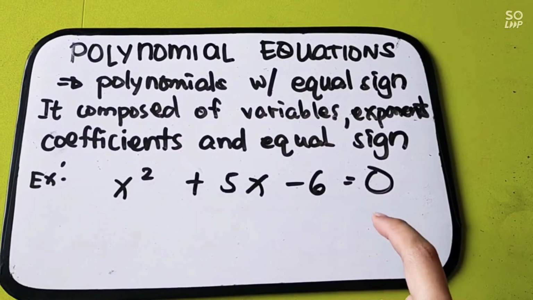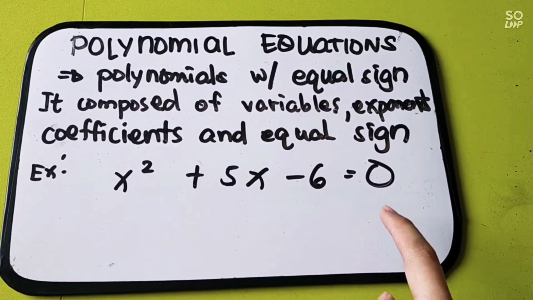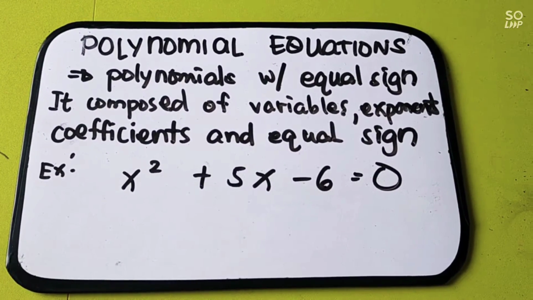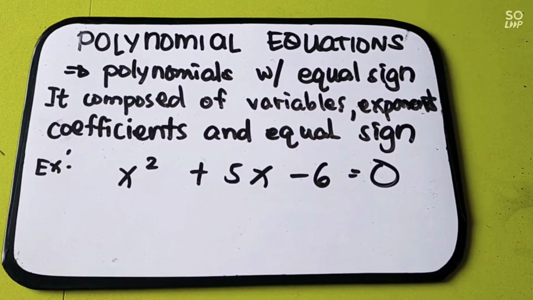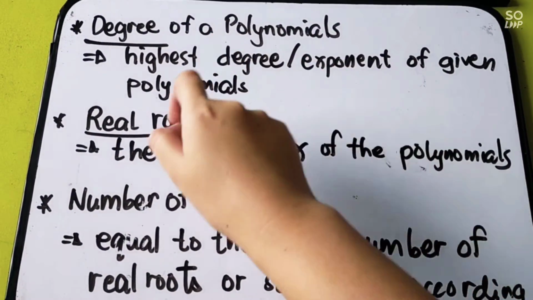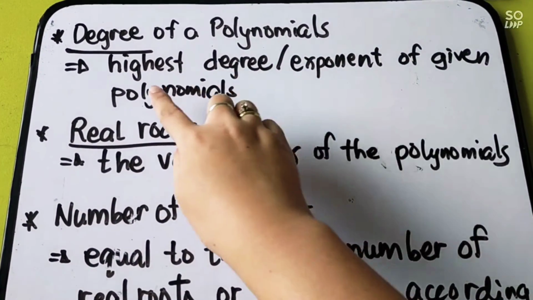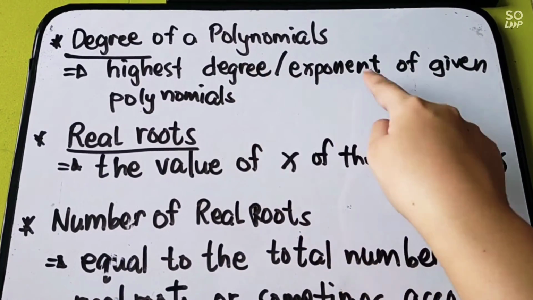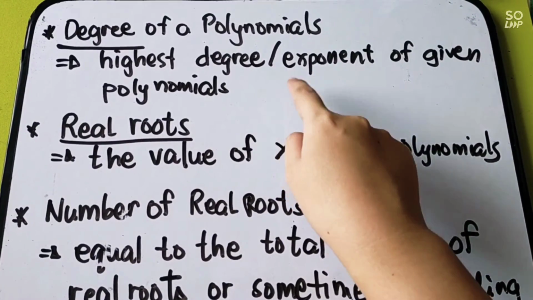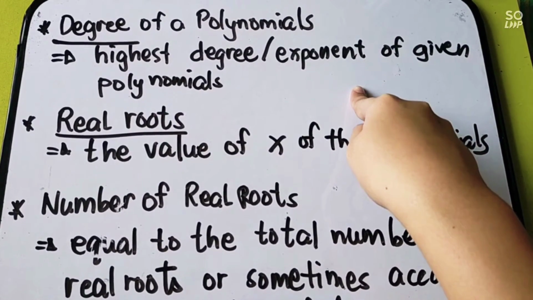Alright? So, in polynomial equations, we have different terms that we are going to differentiate and remember. So, these are the different terms. Let us have the first one. We have what you call the degree of polynomials. When you say degree of polynomials, this is the highest degree or the highest exponent of the given polynomial. So if the highest degree is 2, therefore 2 is the degree of the polynomial.